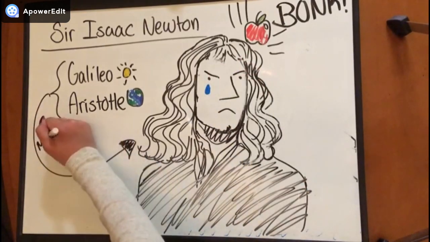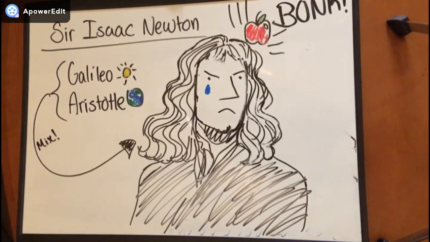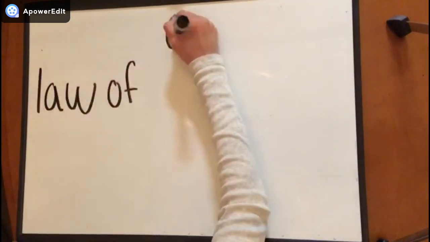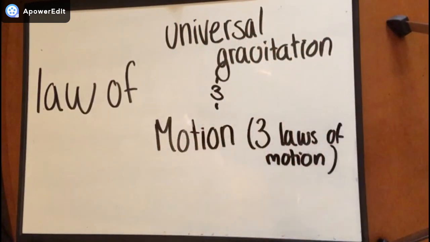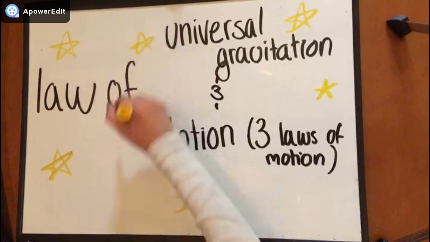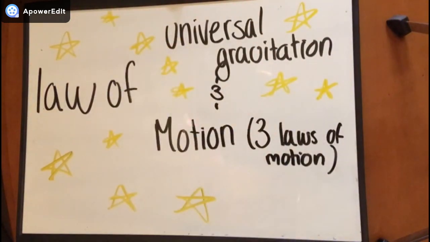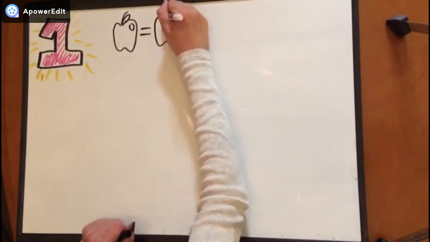After realizing what had happened, he began to think, why does the apple fall straight down as opposed to forward or backwards? With that question, he discovered the law of universal gravitation. He also discovered the 3 famous laws of motion, Newton's 3 laws of motion, to be exact. Now let's start off with Newton's first law of motion.